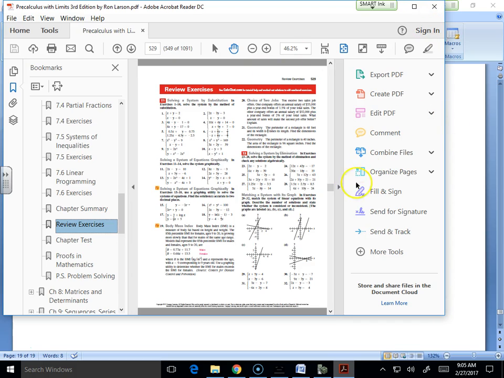Let's quickly just look at the different types of problems. Oh, come on. Work. Not responding.